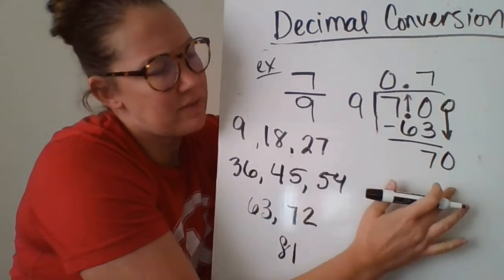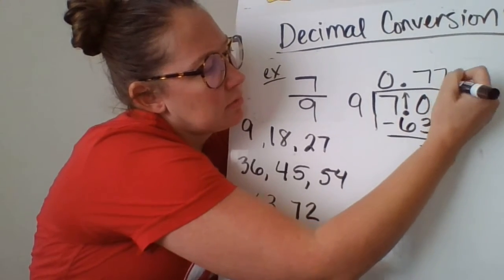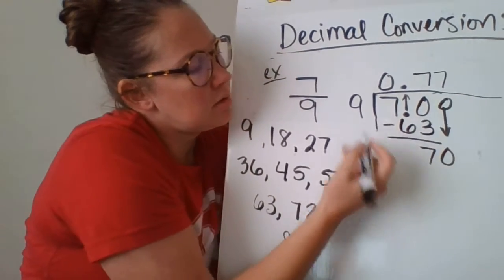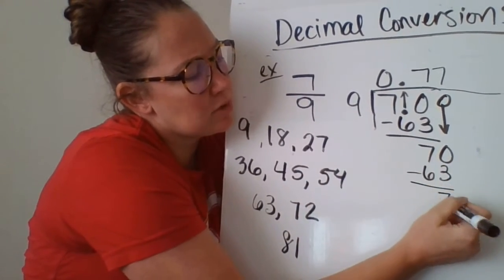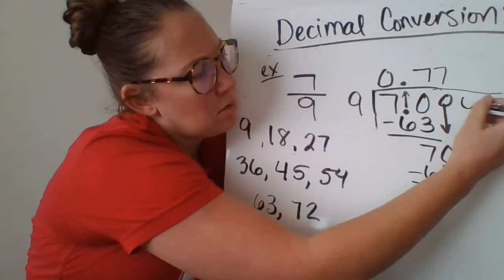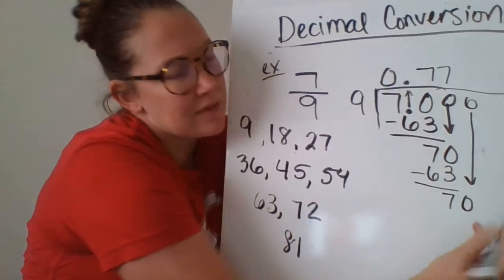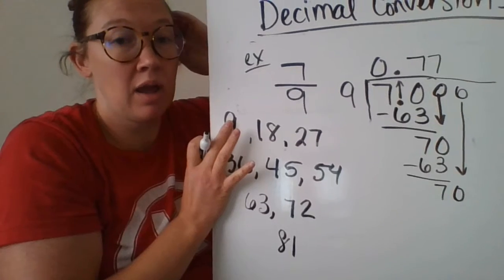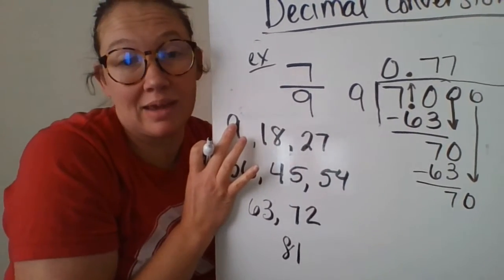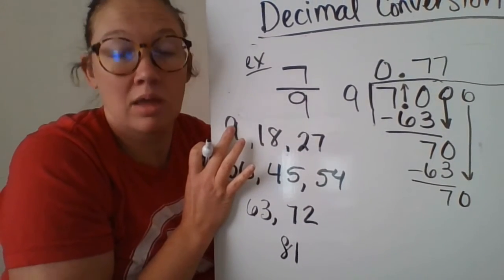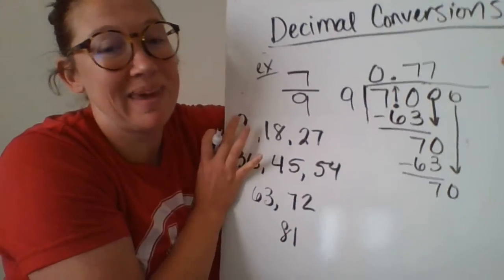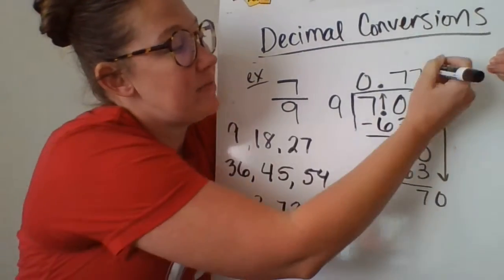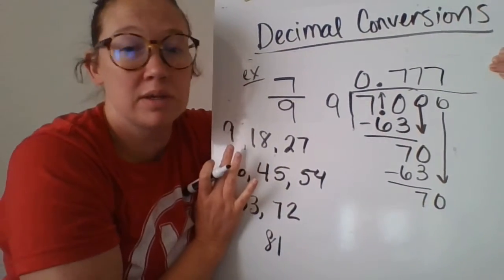Well, we already know that 70 is going to be 7. 9 times 7 is 63. That's going to leave me a remainder of 7, which is then going to be another 70. I hope you're seeing a pattern here. There is not going to be any way to get a remainder of 0 on this. This is what we call a repeating decimal. 9 is going to go into 70 7 times every single time we do this.